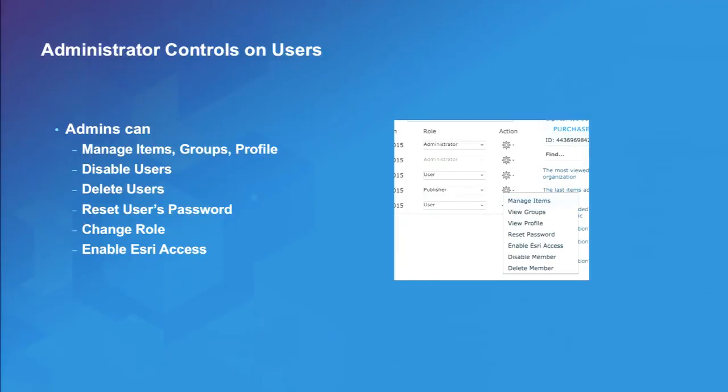They can also disable a user if, for instance, they find out that that user's password has been compromised or anything like that. They can disable the user without having to delete them right away. And then they can re-enable that user later, once the password has been reset or whatever. They can delete the user if needed. They can reset a user's password. They can change the user's role to whatever they need it to be. And then there's a flag there which is to enable Esri access.